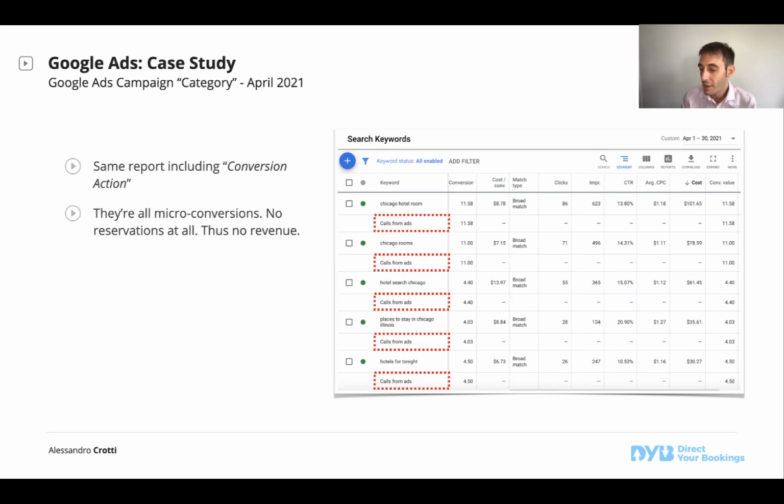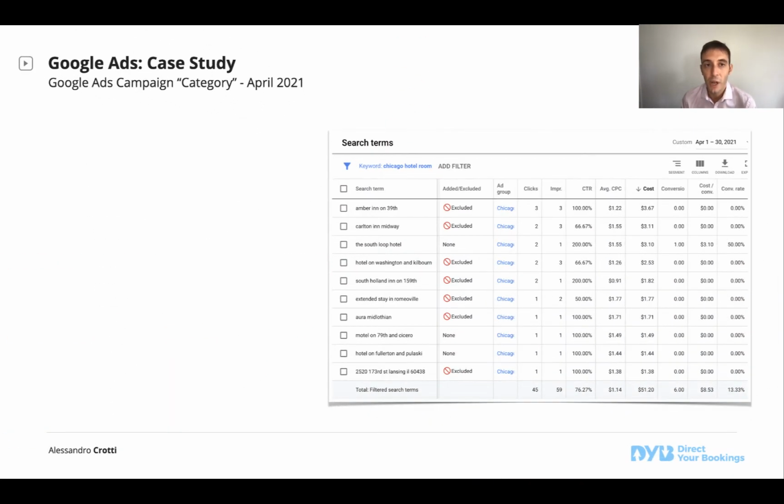No revenue at all. And that's why that campaign, at least in Google Analytics, didn't generate any revenue, or at least from the reports that we have seen in Google Analytics, it seems like it didn't. And this is the first problem. The second thing that we need to check, and this is the most important thing, is why this keyword didn't generate any revenue.